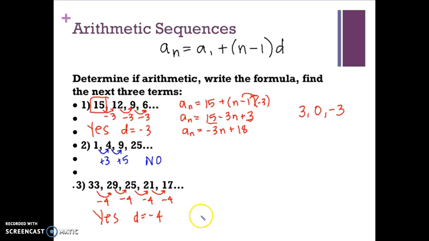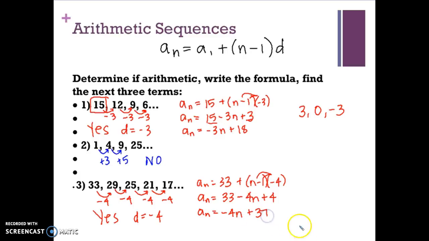So now I'm going to plug into my formula to write my explicit equation. I've got a sub n equals, my first term was 33, plus n minus 1, my common difference is negative 4. Got to distribute my negative 4, so I get a sub n equals 33 minus 4n plus 4. Combine my like terms, and I get a sub n equals negative 4n plus 37.